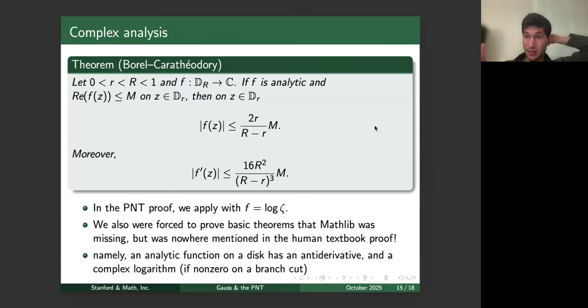But there are some basic, sometimes very basic theorems, like that there's an antiderivative, which I had to put in the course of my proof. So I had to back solve for some things.